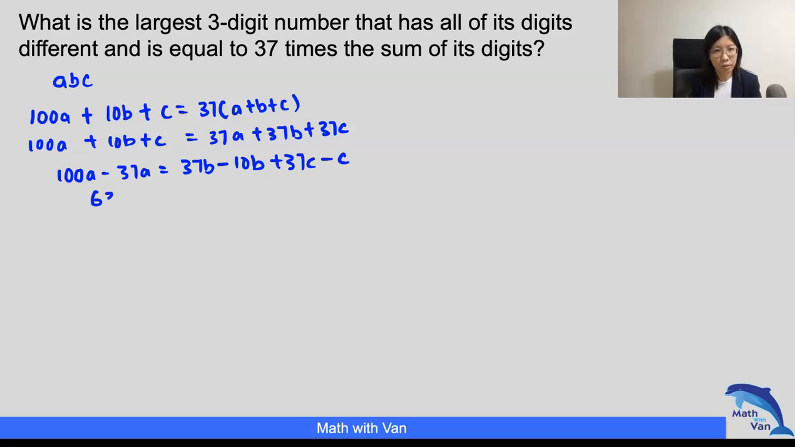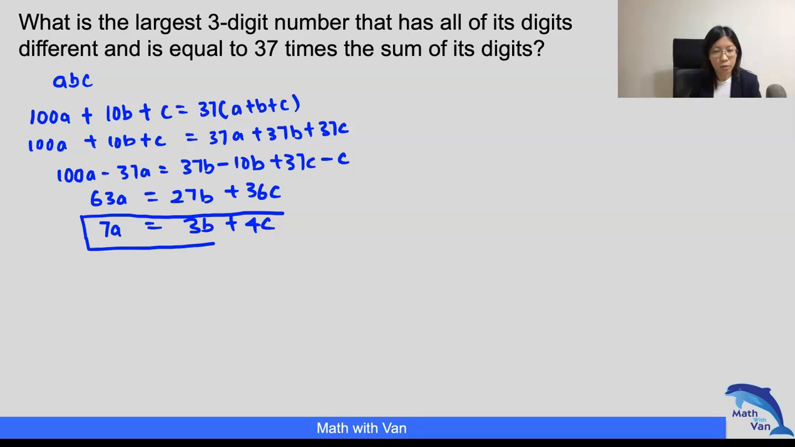So here we have 63A equals 27B plus 36C. Then we see that they have a common factor, 9, so we continue to simplify that to become 7A equals 3B plus 4C. Now, this is our equation, and it is going to be our reference when we try and error for certain values of A.